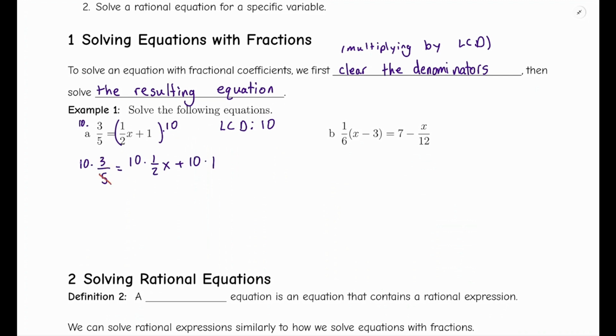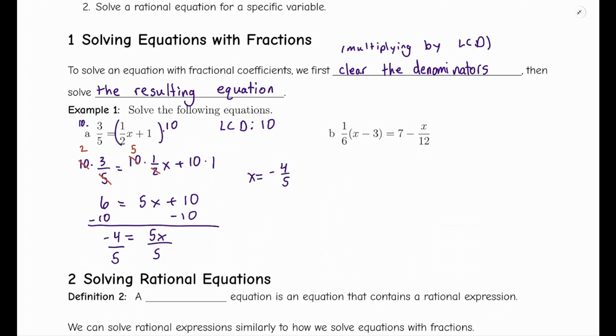The 5 reduces the 10 to a 2. The 2 reduces the 10 to a 5. So we get 6 equals 5x plus 10. Subtract 10 from both sides. Negative 4 equals 5x. Divide by 5. x equals negative 4/5.